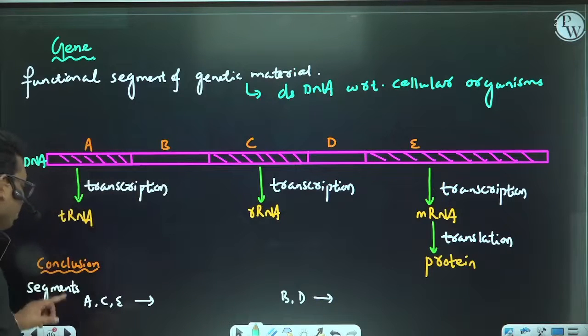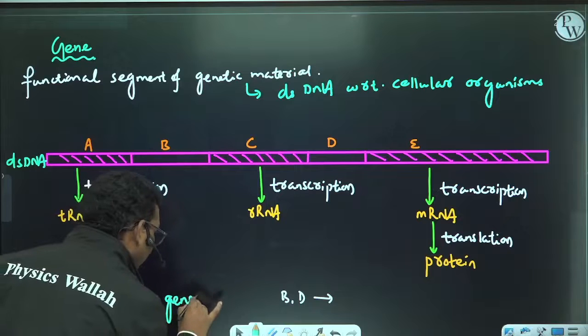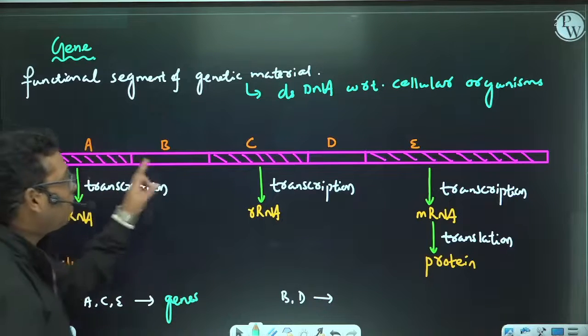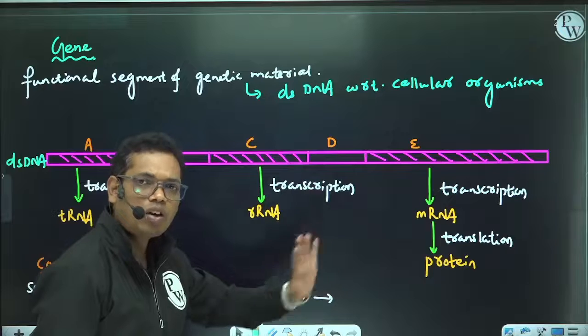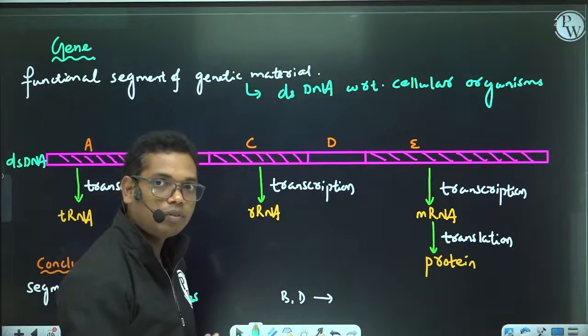So I will say in this case A, C, E, they will be genes. But B and D, they do not have any function, that is why they are not genes. So what do you call them then?